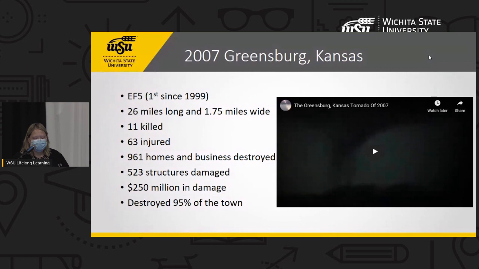It killed 11 people and injured 63. It destroyed almost 1,000 homes and businesses, and 523 structures were damaged. So that accounted for 95% of the town. And it caused about $250 million in damage.